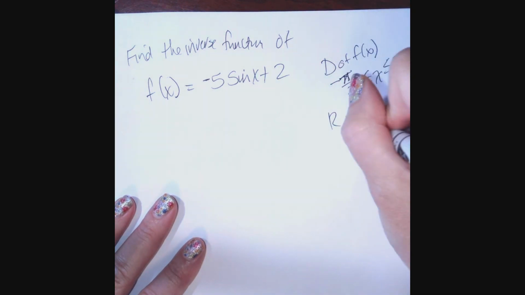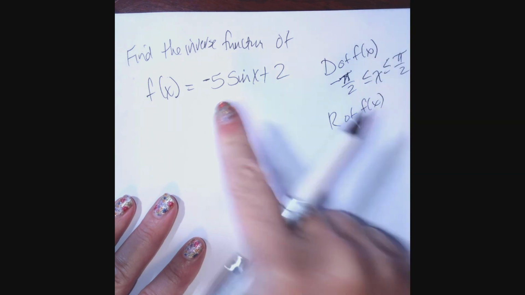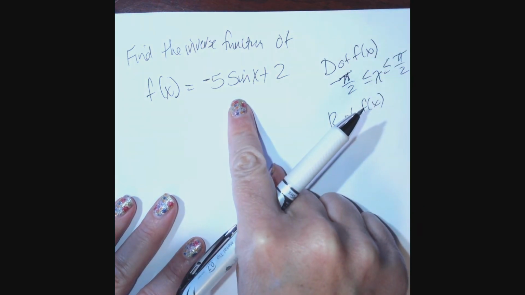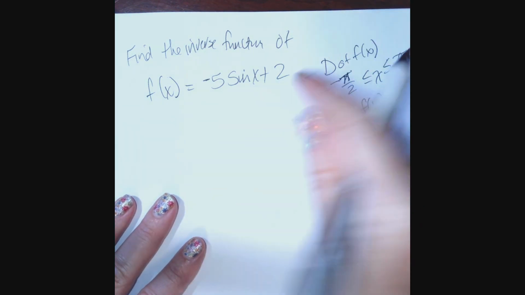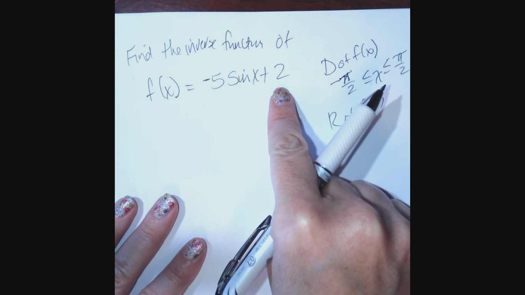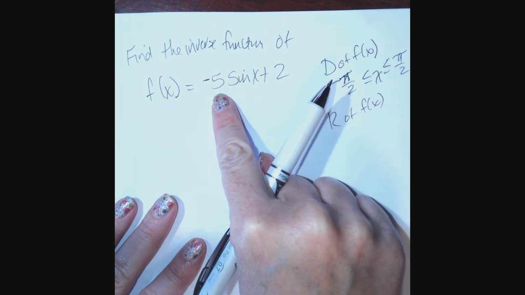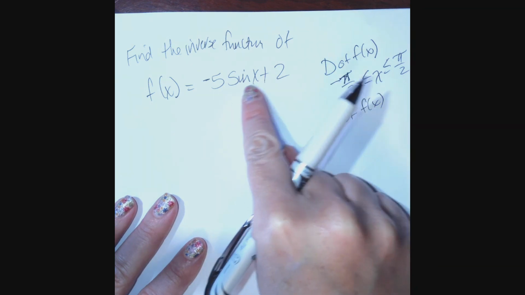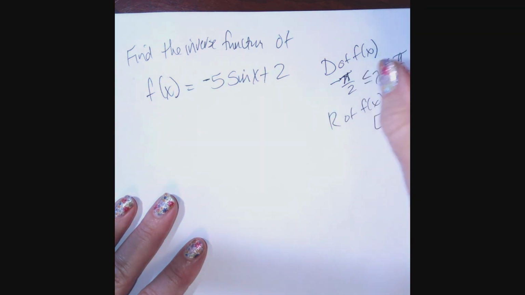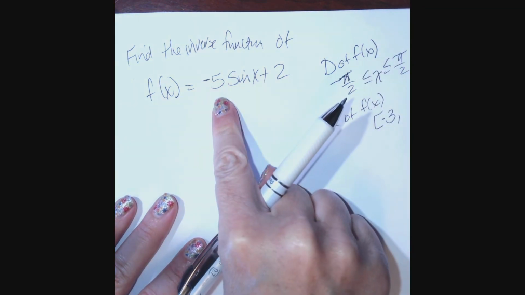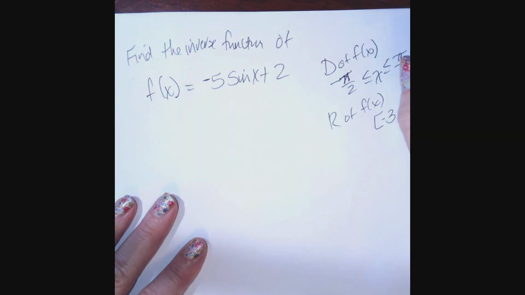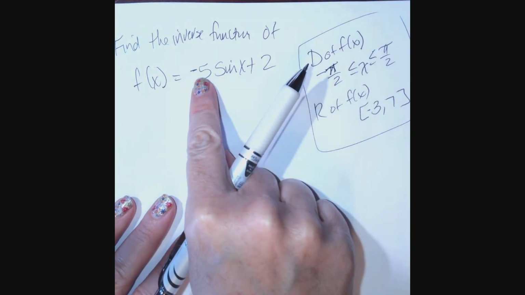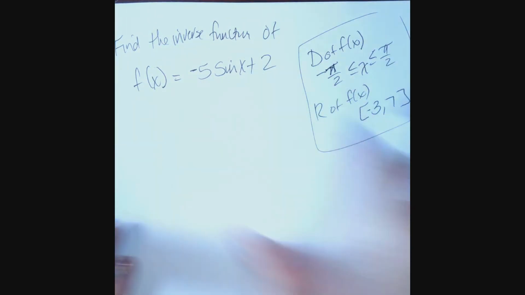What about the range? What's the range of my function? Well, think about this graph. I've dropped my center down to 2, and from 2, I'm going to go 5 units up and 5 units down. Well, if I go 5 units down from 2, that gets me down to -3. And if I go 5 units up from 2, that takes me up to 7. So the range of my original function is -3 to 7. That's my amplitude. That's my center.